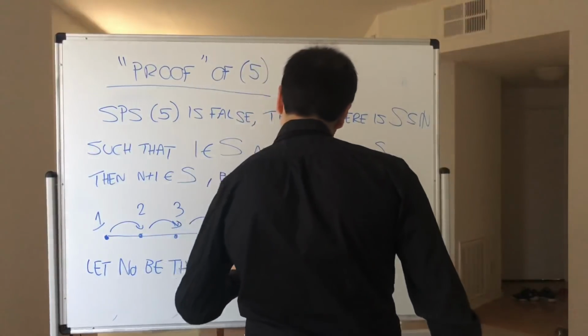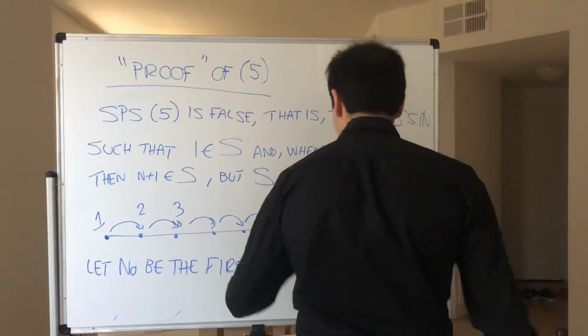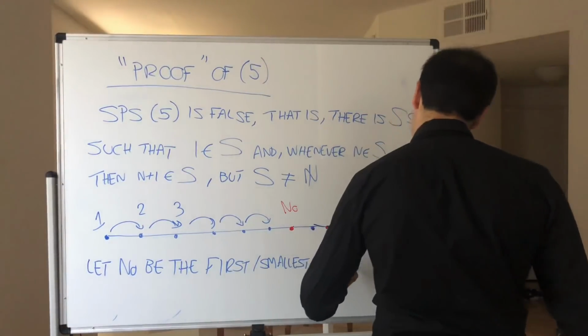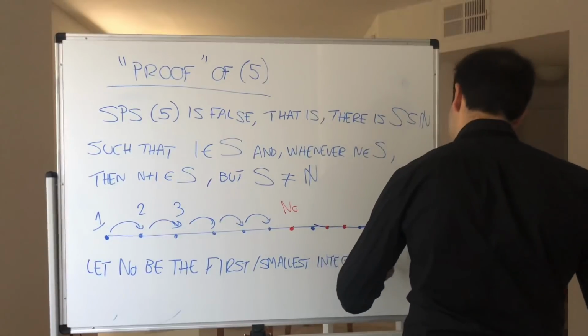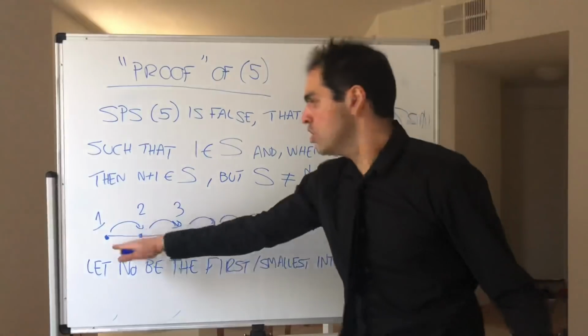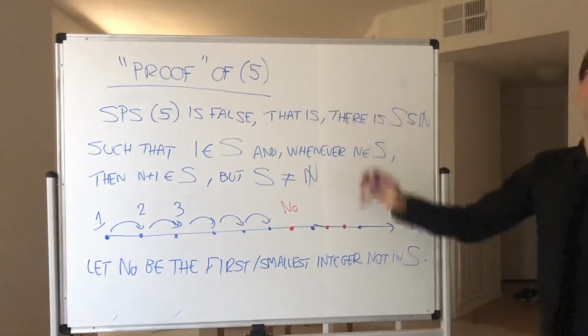First, or if you want, the smallest, again, positive integer not in S. Again, think of it as follows. You first go through the elements in S, and the first one you see that's not in it, you call it N naught.